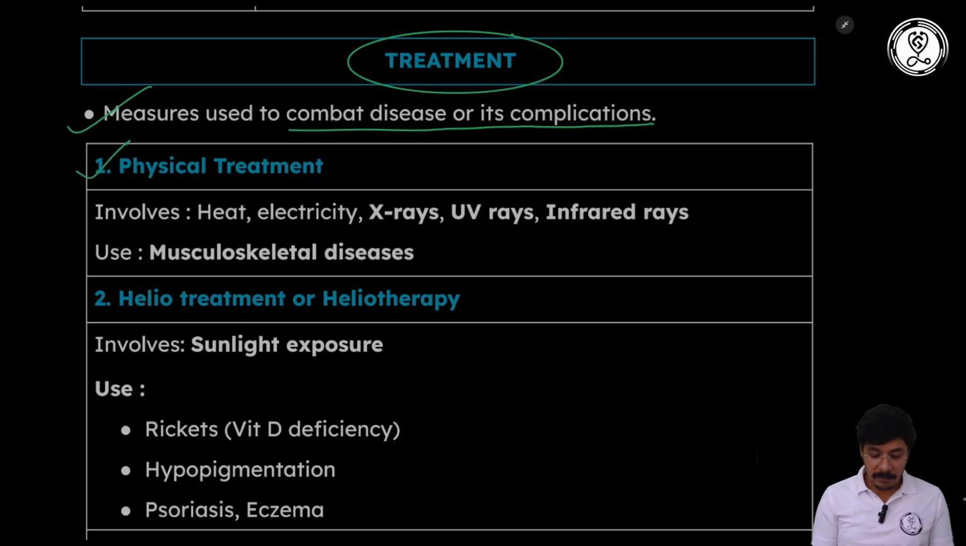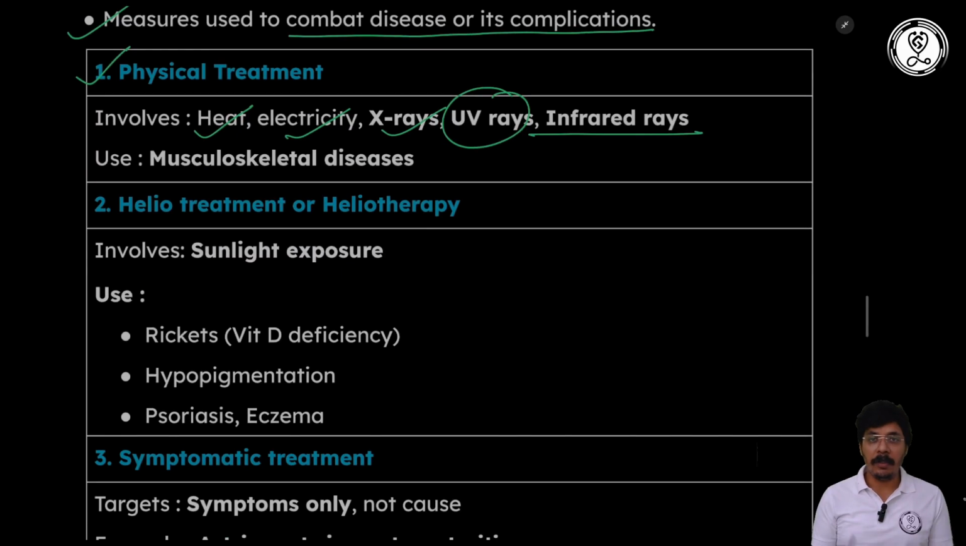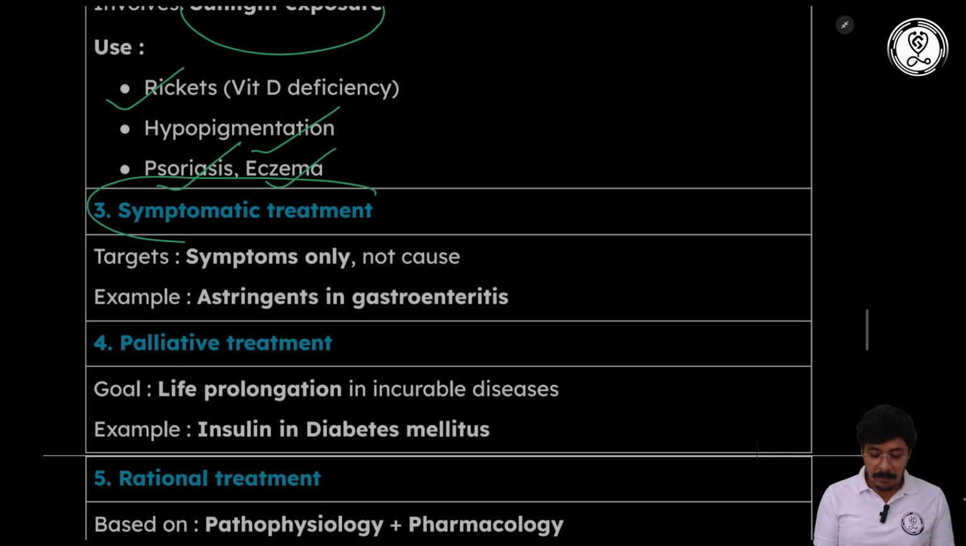The first one is physical, where heat, electricity, X-ray, UV rays, infrared are being used, like in the case of musculoskeletal disease or disorder, like muscular pain or anything. Okay, heliotherapy deals with what? Use of sunlight. In the case of rickets, because vitamin D deficiency has to be combated with the help of sunlight. Also used in hypopigmentation, psoriasis, and eczema.